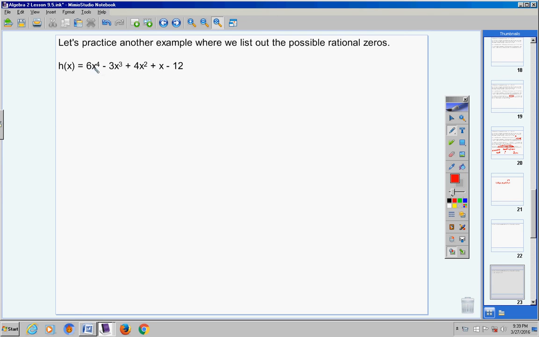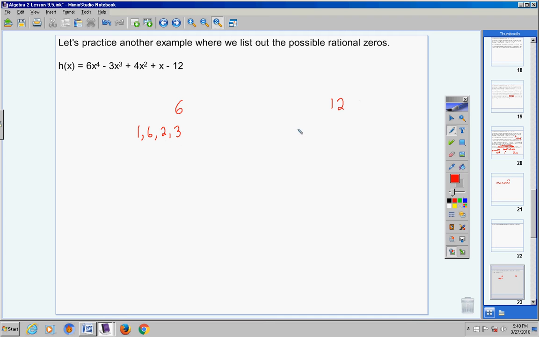First of all, make sure it's written in standard form, and it is. Next, write down your lead coefficient. Write down your constant term. Don't worry about the signs. Now, list out the factors of each number. So start with number 1. 1 times 6. 2 times 3. And that's it. So 6 has 4 factors.